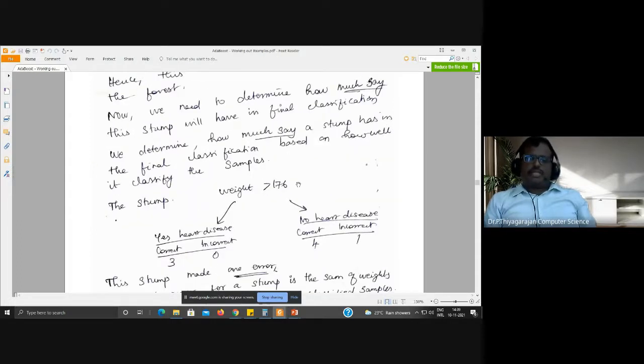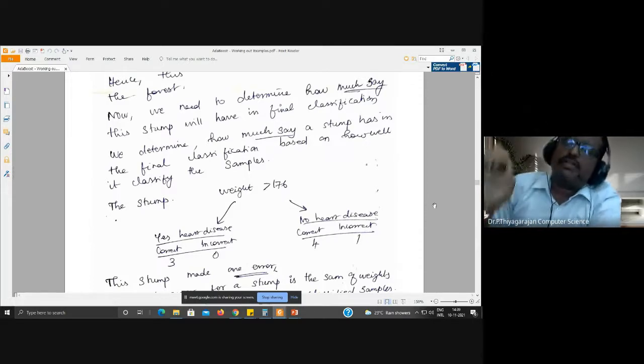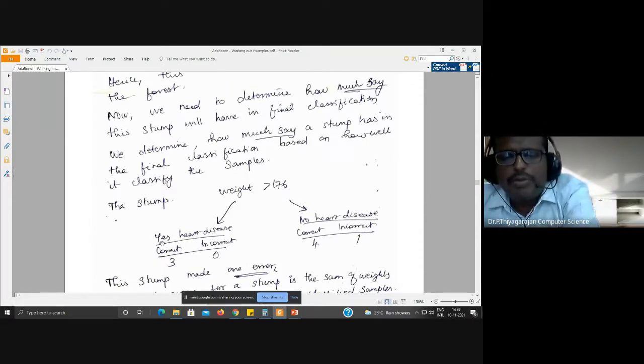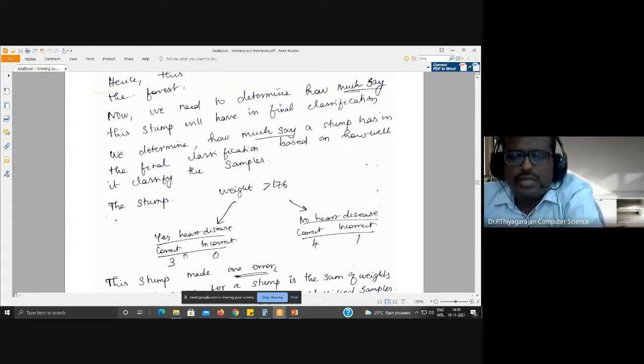So this is the first stump. See, this is the first stump. So greater than 176. This is the first stump. So look at the first stump. I already said AdaBoost always works on wrongly classified data. So in this stump, how many errors have been made? Look at the left hand side. So yes, heart disease correctly classified is 3. So it has not classified anything wrongly.